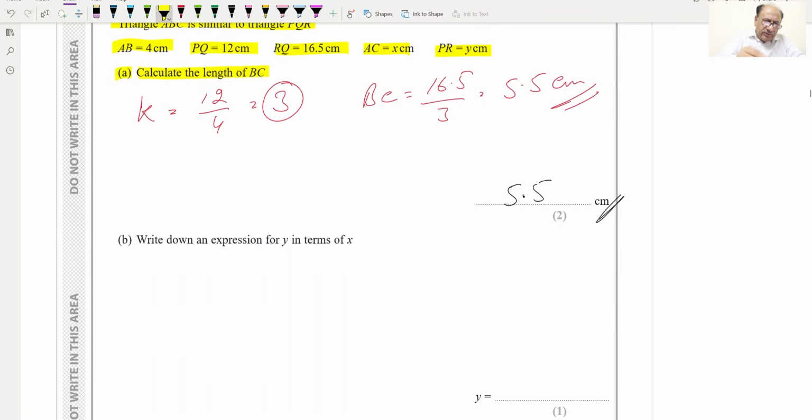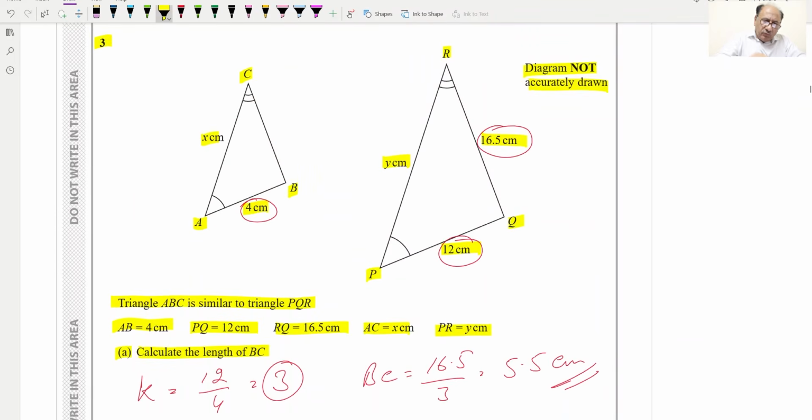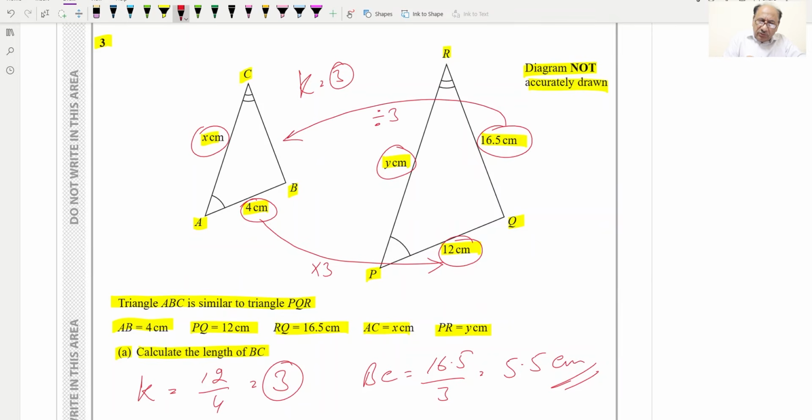Now part B, they're saying write an expression for y in terms of x. So y in terms of x, the k value is equal to 3, which means if we multiply this by 3 we will get 12. If we divide, this is multiplication by 3. From the bigger triangle to the smaller triangle, we have to divide by 3, and from smaller to bigger, we have to multiply by 3.